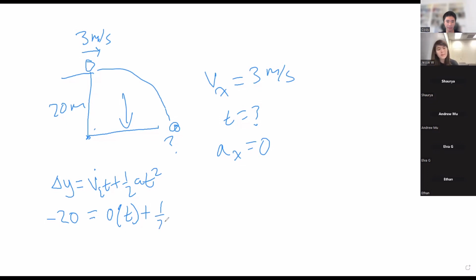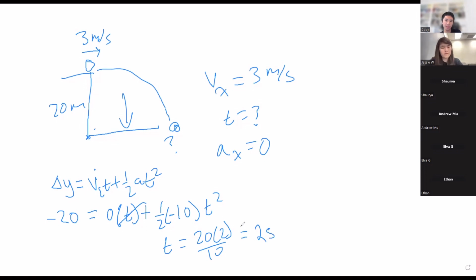And then 1/2 times acceleration, which is 9.8, or you can just assume it's 10 for the AP test, and then t squared. So this term is 0. Then we would solve for t. Oh yeah, acceleration is negative because it's gravity bringing you down. So this would be 20 times 2 divided by 10, which I believe is 2 seconds. So basically this tells us it takes 2 seconds for the rock to get from this point to the ground. Oh, it's 4.